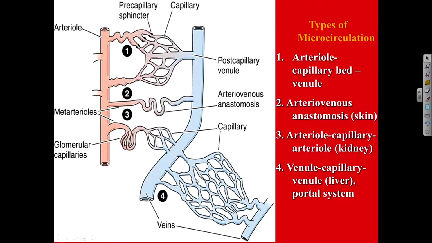And then the last type of microcirculation is a hepatic portal system where you go venule capillaries back to venules. We see that in the liver. Okay, so you can have different arrangements of capillaries with arterioles and venules on either side, or two arterioles on either side, or two venules on either side, or a short circuit directly from arteriole to venule. Okay? So there you go, 4 main types of microcirculation. Number 1 is the most common. 2, 3, and 4 are somewhat more restricted under special circumstances.